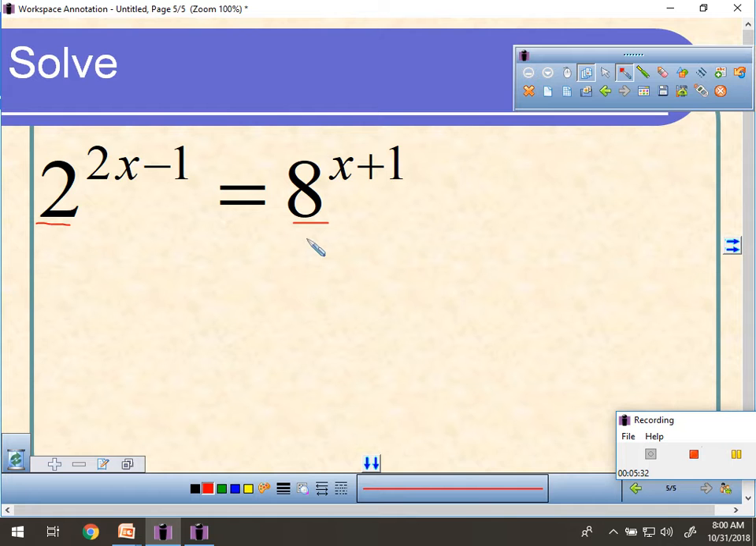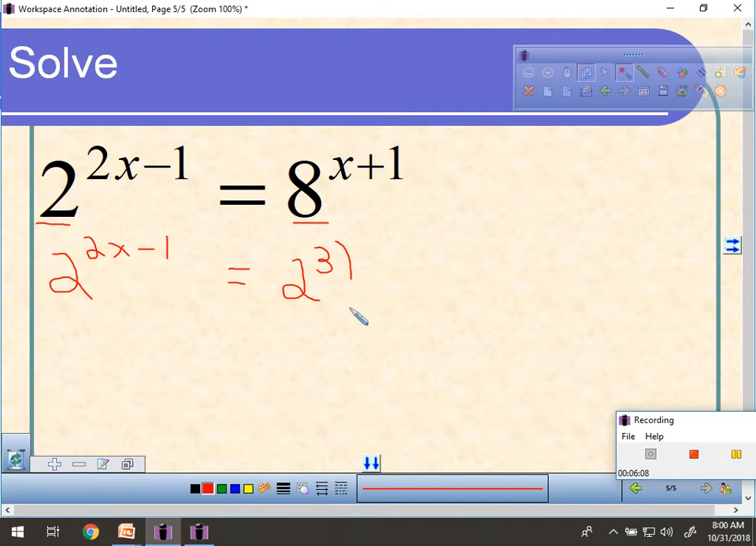So look up at your chart and see that they are both in row 1. In row 1, you see the numbers 2 and 8. So I'm not going to do anything to this 2 because it's still going to be just 2. But the 8, look above the 8, and you see it's cubed. So I'm going to rewrite that as 2 cubed. The 2 to the 2x minus 1 stays the same. But this 8, I'm going to rewrite as 2 to the 3rd power, 2 cubed. And again, if you don't believe me, just do it. 2 times 2 times 2 is 8.